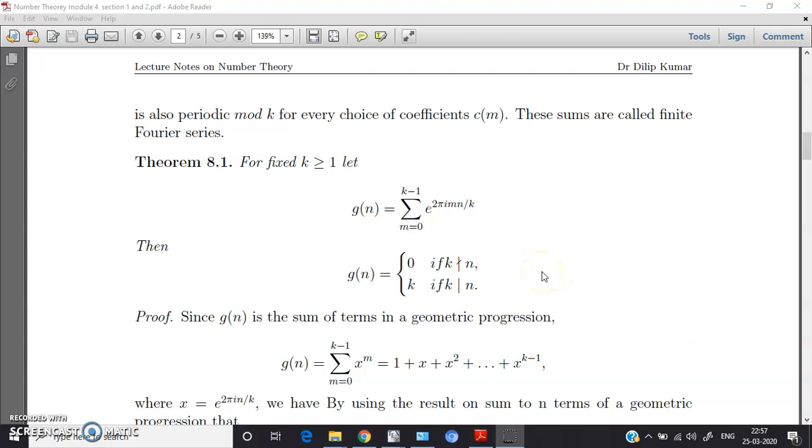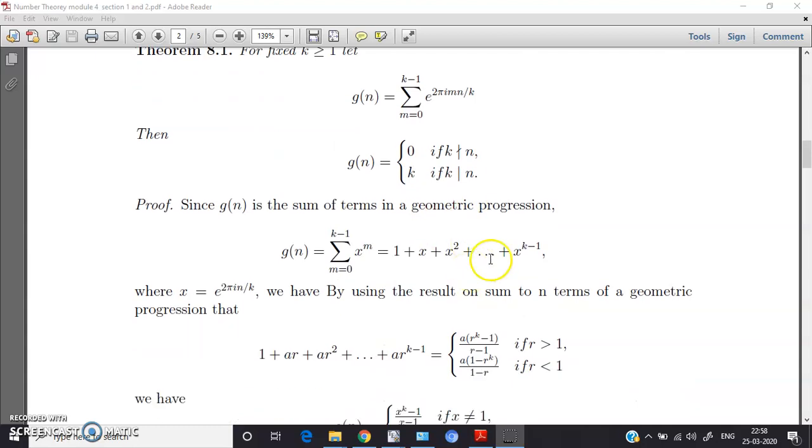Then we can see that g of n is equal to 0 if k does not divide n, and k if k divides n. Here we have to show that if g of n is of this type of summation, then g of n can be written as 0 if k does not divide n, and k if k divides n. Now let us see the proof of this result.